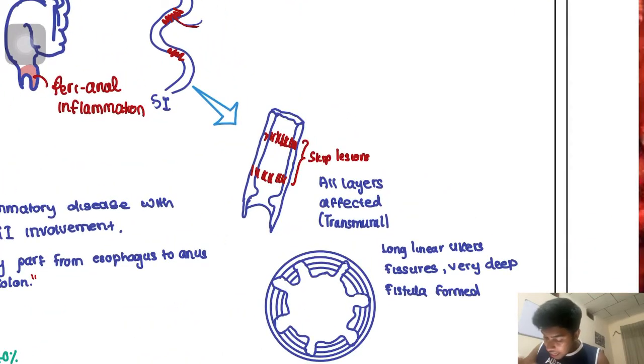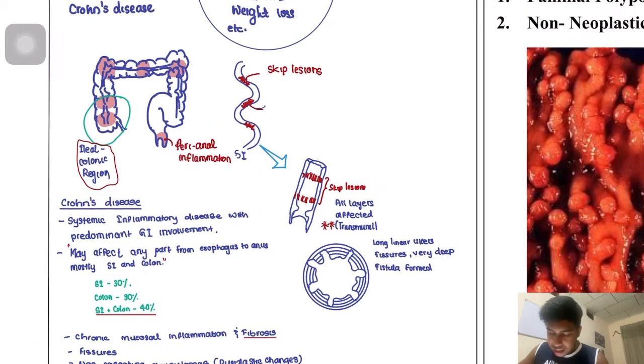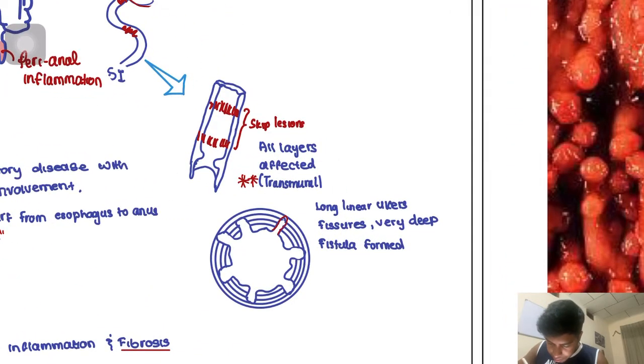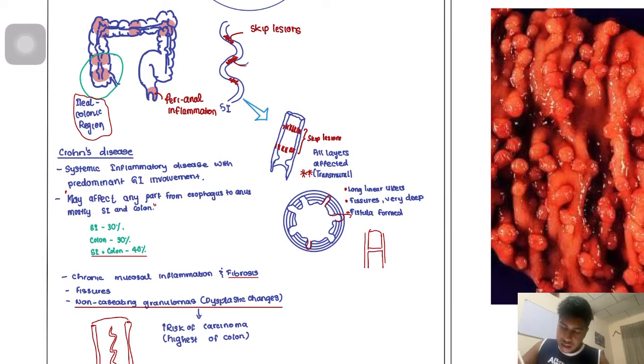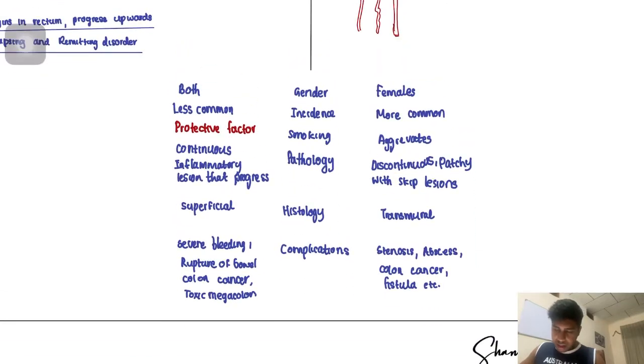again skip lesions, and this is different from ulcerative colitis. This is a transmural disease. It affects the entire wall. Okay, so we have long, these are some features: long linear ulcers, what I drew here, fissures which are very deep, and fistulas can be formed. Remember what I talked about fistulas? Basically abnormal connections between two parts of the body. So this can communicate with another part of the intestine, another loop of the intestine. Okay, so I will talk about the differences.